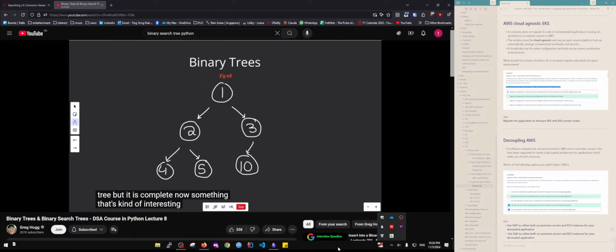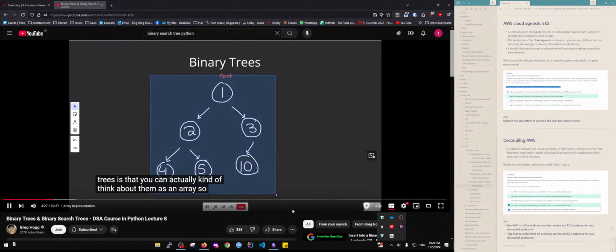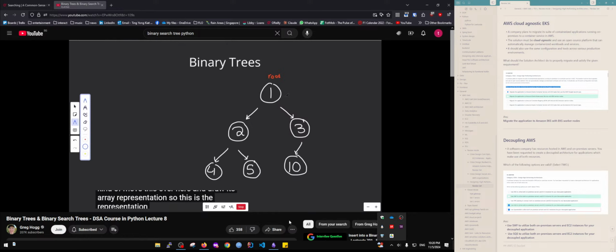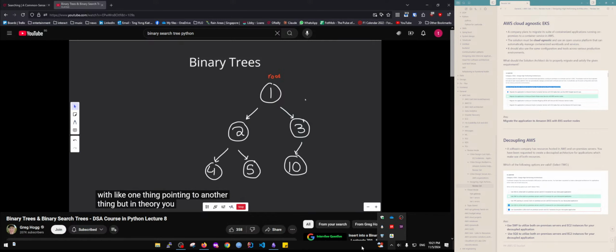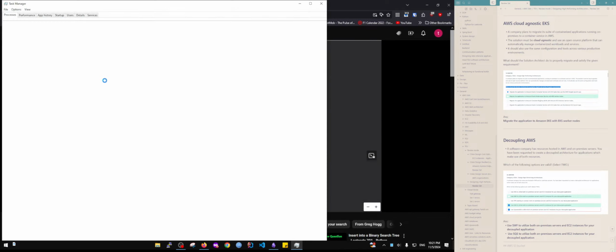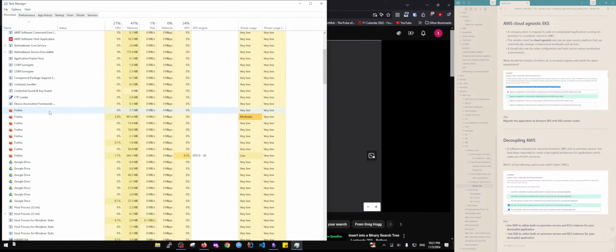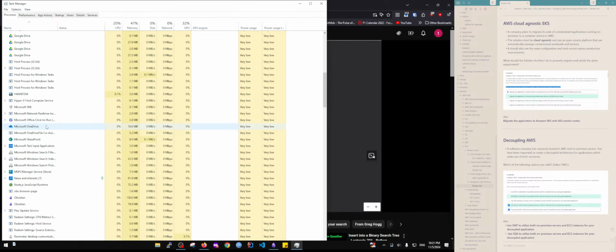Now, something that's kind of interesting about binary trees is that you can actually think about them as an array. So let me move this over here and draw its array representation. So this is the representation in memory, meaning that if you create objects that have a class, this is how it would look with one thing pointing to another thing. But in theory, you could have this as just an array, because if you had, and let me just leave the first position blank here, you'll see why in a moment. If you had this one as 1, then 2, then 3, then 4, then 5, then 10. Notice I'm just drawing it in order here.